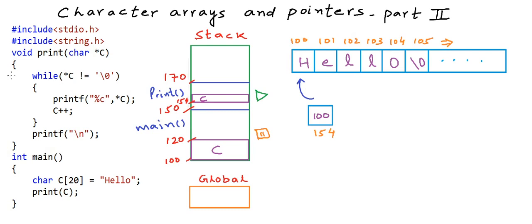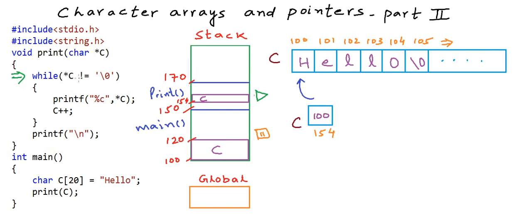Now let's come back to our program execution. Let's say we are here initially. I'll mark the statement that is executing by this green arrow. Let's name these two guys. This guy is C, an array local to main, and this is also C, but it is a character pointer local to print.